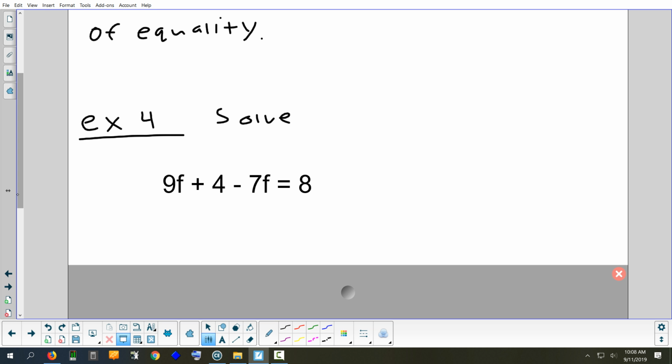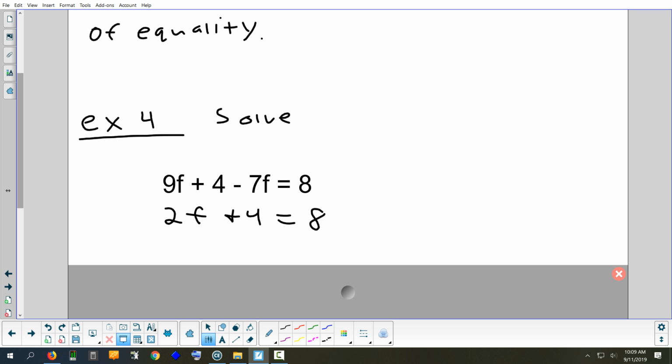So, Julia, do I have any like terms to combine here? Yeah, 9f and 7f, what kind of 7f? Negative. Now, I kind of skipped over distributive property because we're not doing that one today. So Blake, what do you get when you combine 9f and negative 7f? 2f. What else? Plus 4 equals 8. Good. So that's your first step, combine like terms.